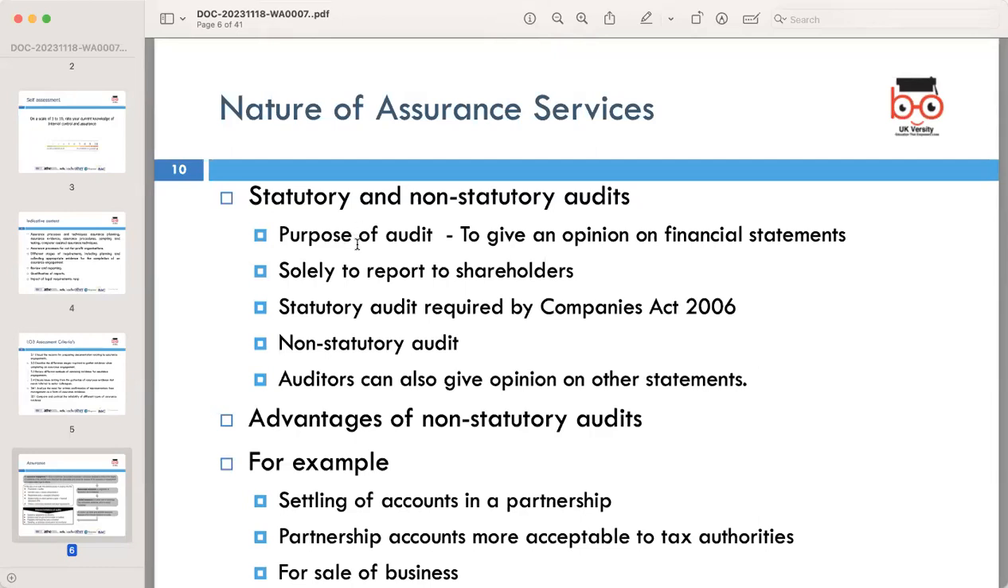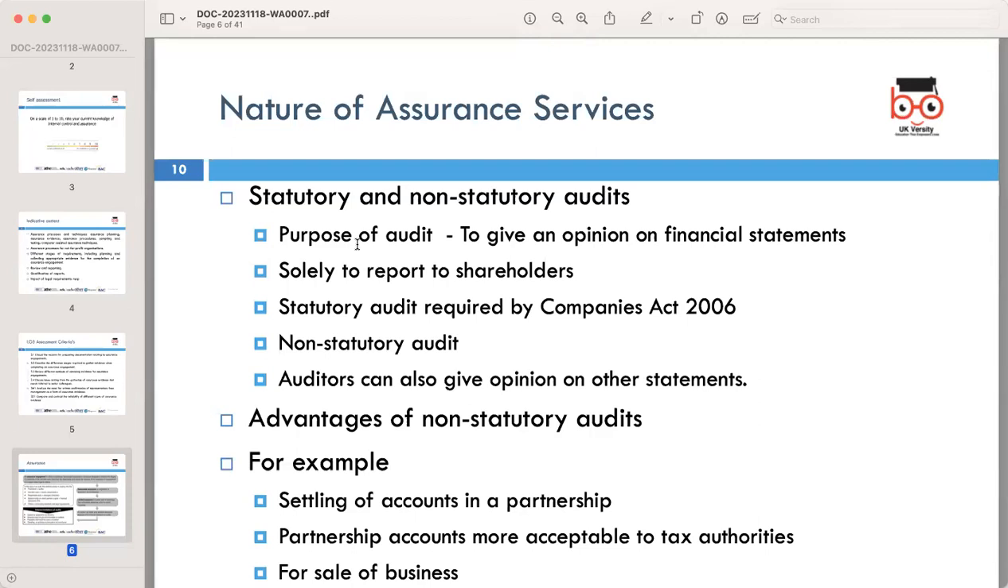So second is the purpose of audit. The main reason we do an audit is to give an opinion on financial statements and check the financial records. Think of it like this. Let's say a friend tells you a story, you might want to check with someone else to make sure the story is accurate. Similarly, audits help companies make sure their financial stories are correct.